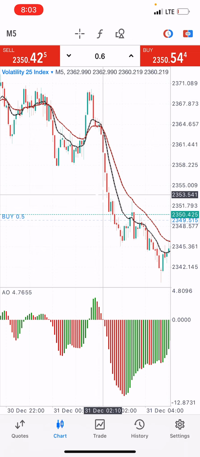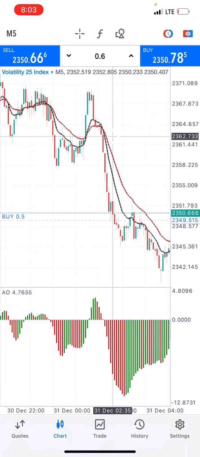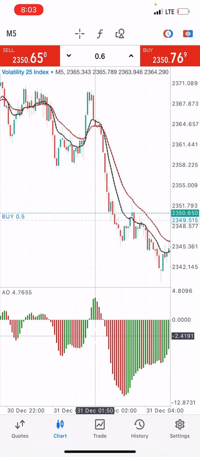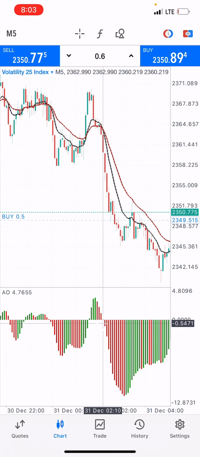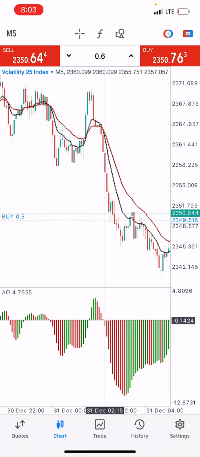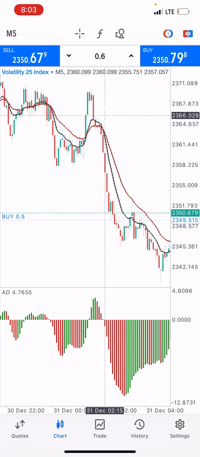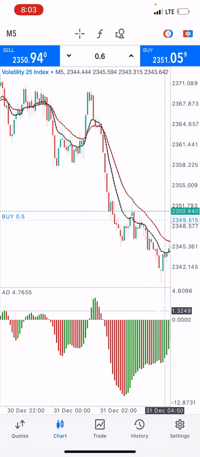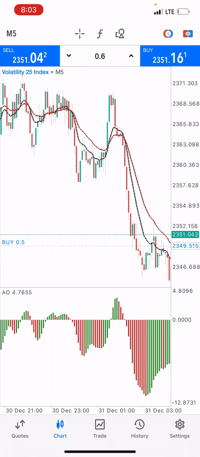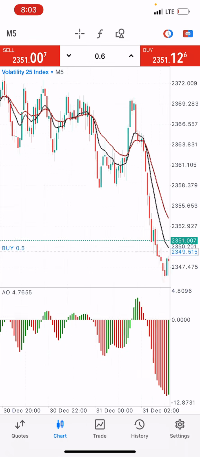So to place a sell, watch out for the red moving average crossing above the black moving average and the awesome oscillator to be below the 0 level. You can see at this point, this is a very good sell entry. This is a very good signal to place a sell because the conditions are met.